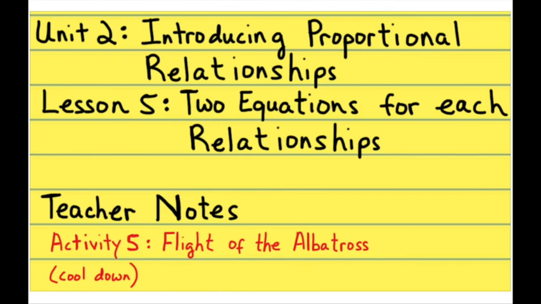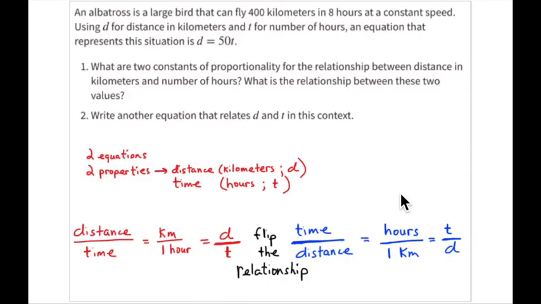Okay, this is activity 5, Flight of the Albatross. And this is the cool down problem for this lesson. And again, this is lesson 5, 2 equations for each relationship. So once again, we're going to look at those 2 equations.